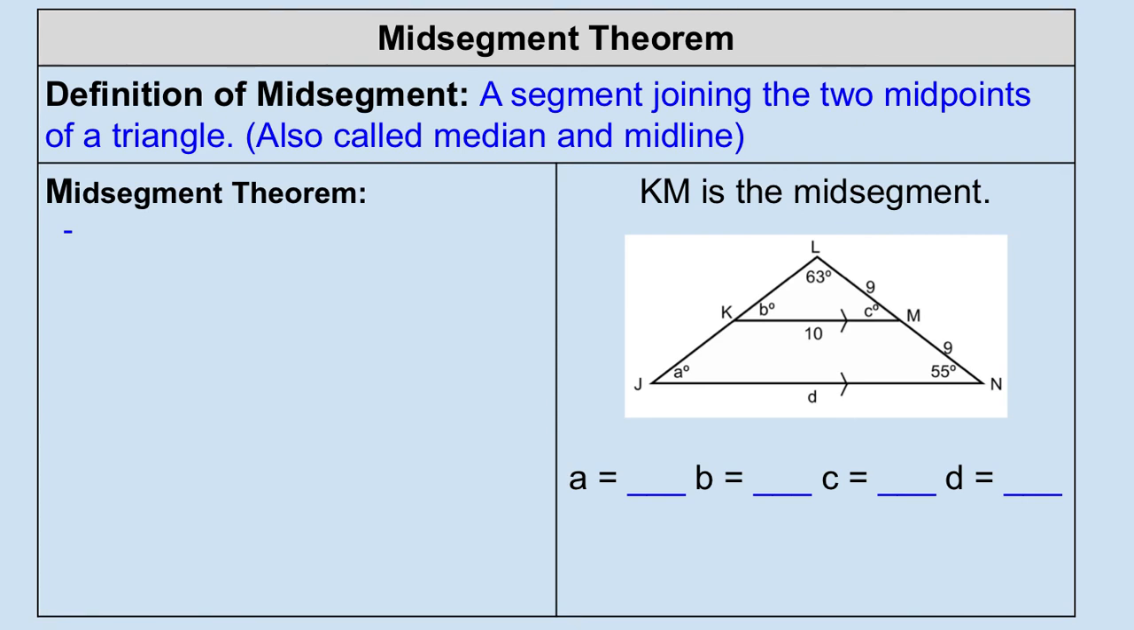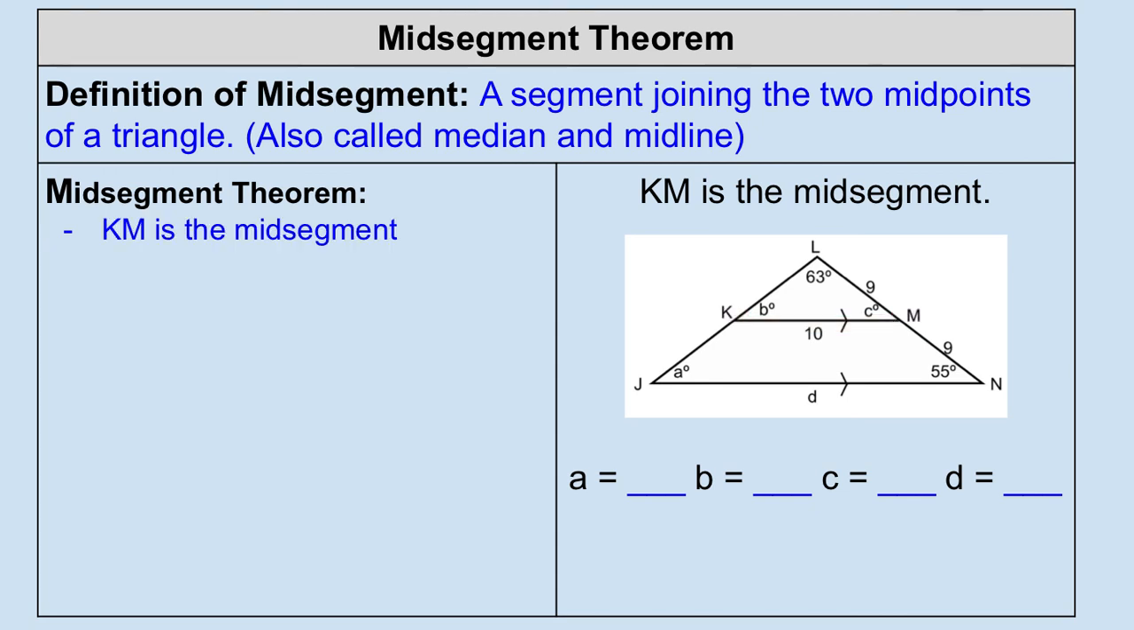The mid-segment is a segment that joins the 2 midpoints of a triangle. So on your note sheet, we're going to use that same example we were just working with. K is the midpoint of the side JL and M is the midpoint of the side LN. The mid-segment is the line that connects those midpoints together. You might also see this called the median or the midline. Mid-segment, median, midline, they're all synonyms for each other.